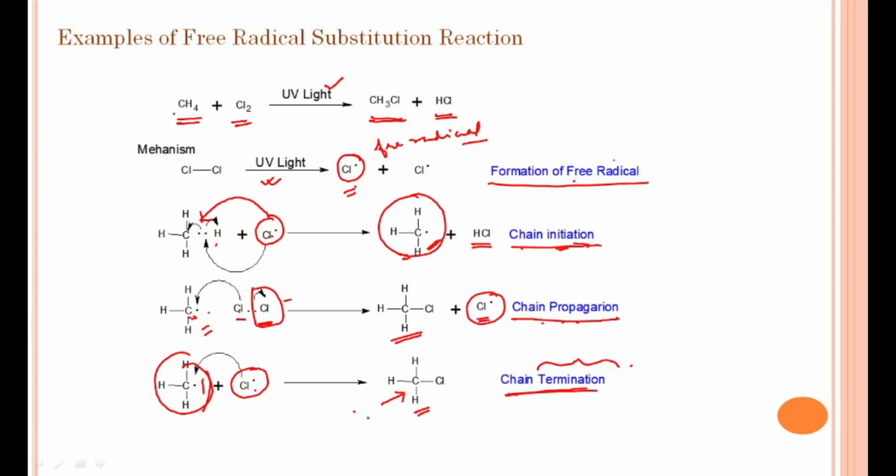Okay, so this is a free radical substitution reaction. See that ultimately what happens here? One hydrogen has been replaced with this chlorine, that's why it is a substitution reaction, and the whole reaction followed the free radical mechanism, where a free radical was generated, that's why it is a free radical substitution reaction.